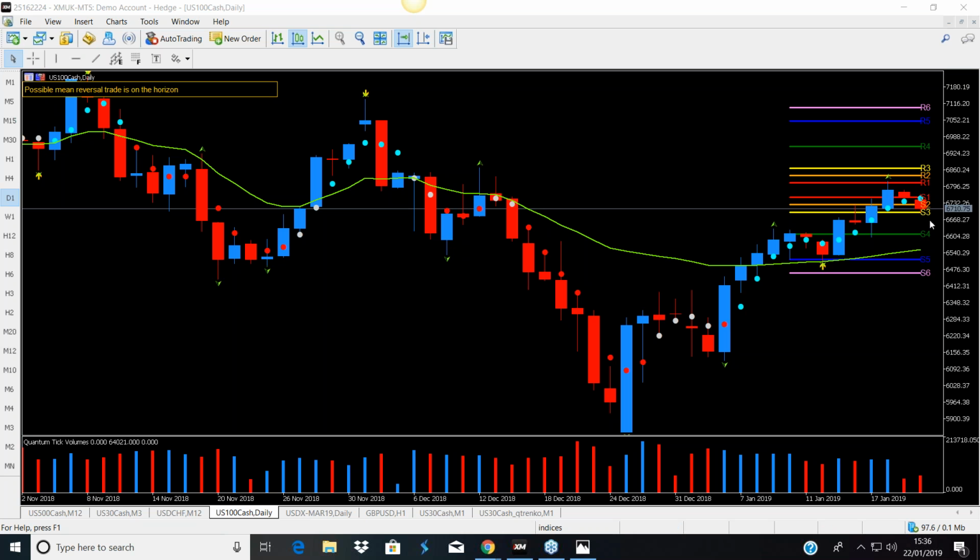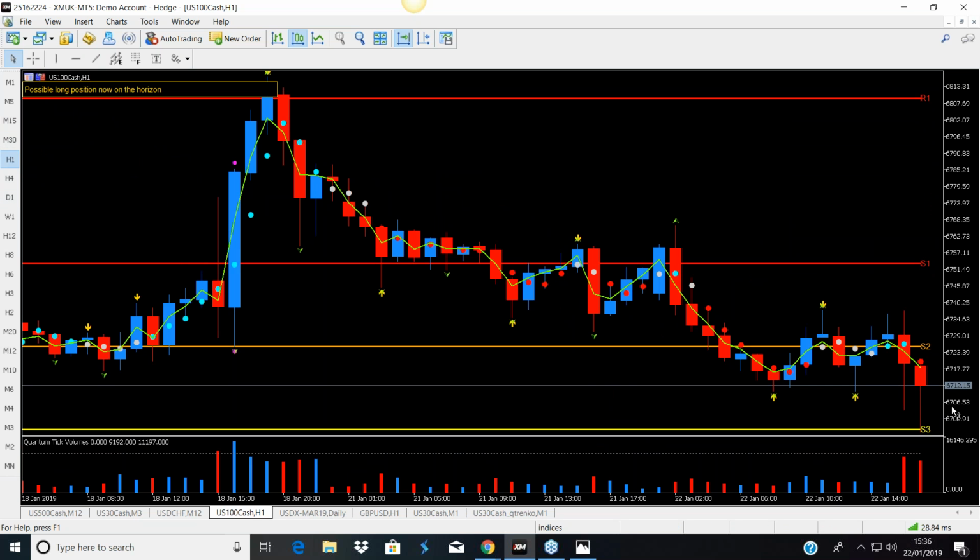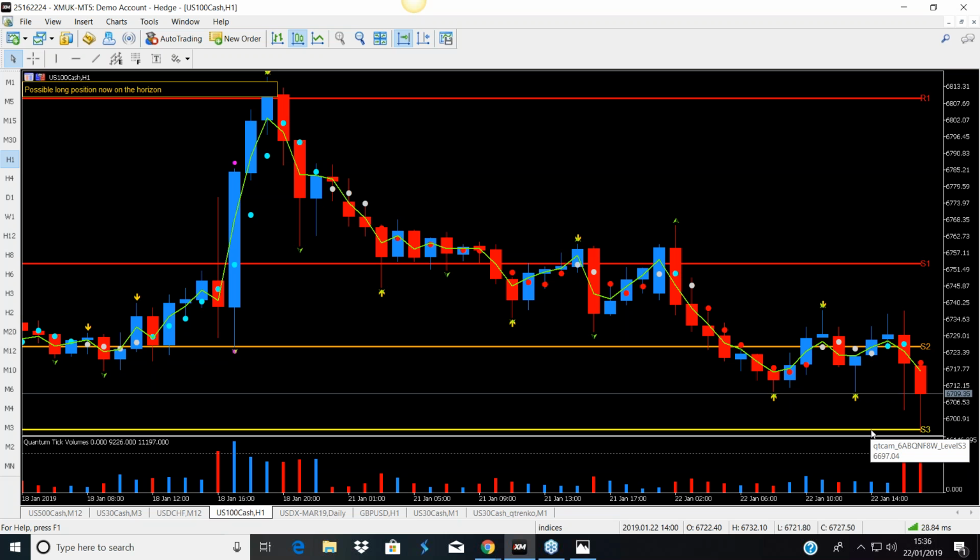And with the Camarilla indicator that we have here, it just gives us those levels. The levels for the daily, let's have a look on the hourly chart, that's better. We can see here the level that it's bounced off here. Oh, I think I had the wrong chart, my fault, not to worry.